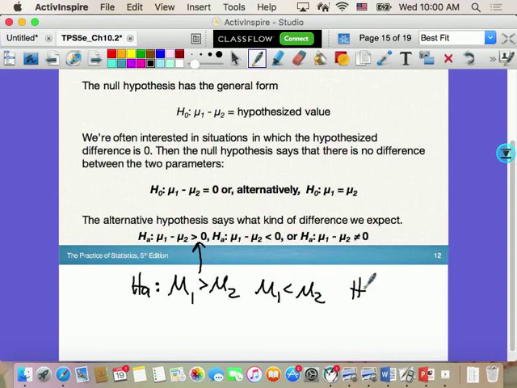And a lot of times that's the way it'll be worded in the question. Say like, is the mean for the group that took AP Stats higher than the mean for the group that took AP Calculus? Okay, the mean amount of stress. Okay?